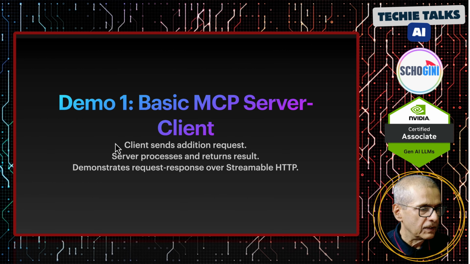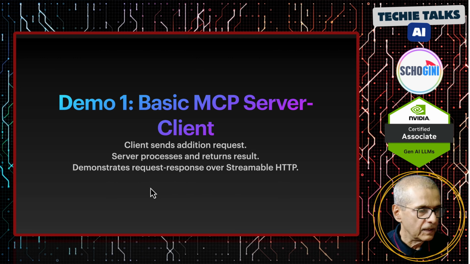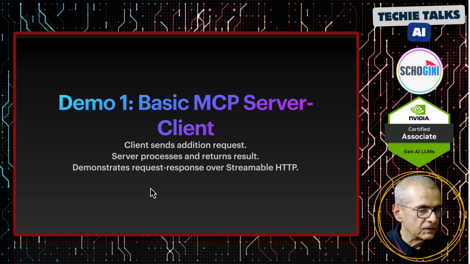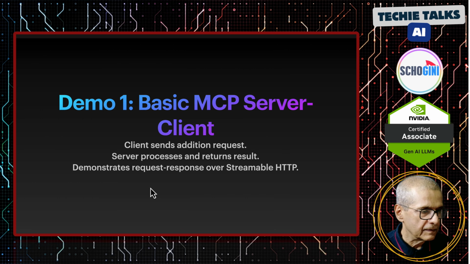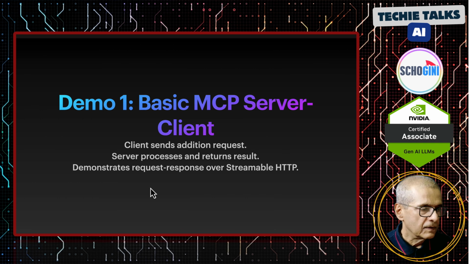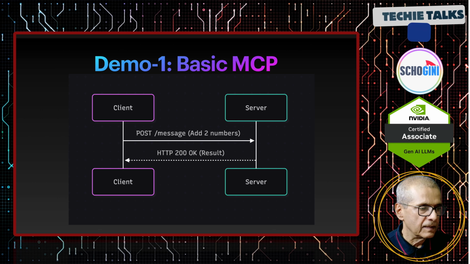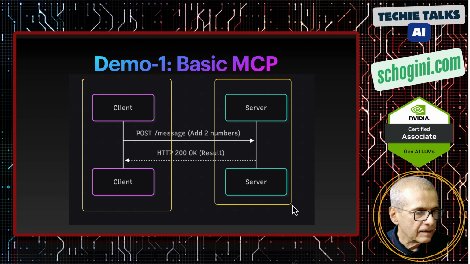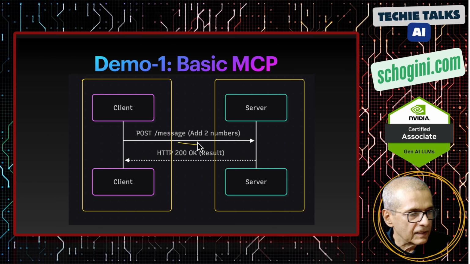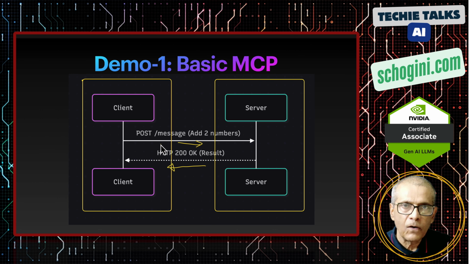Basic MCP server: the client sends an addition request to the MCP server. The server processes it and returns the result. Simple HTTP communication can also fall into this category. We demonstrate the request response over streamable HTTP. So here is the interaction diagram. Here we have the client and here we have the server. The client makes a request and the server responds. This is like our normal HTTP.